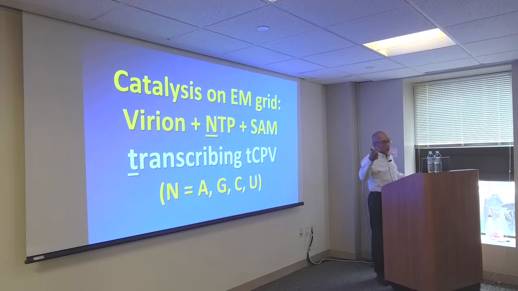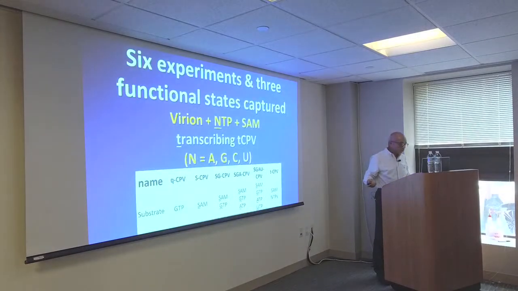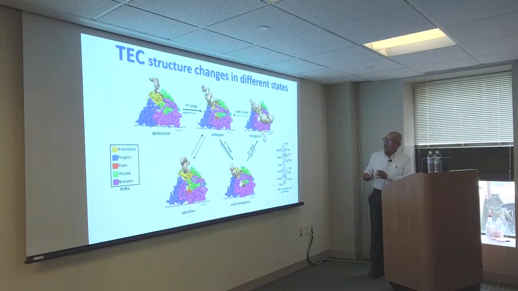We can take just 3, maybe 2, of the nucleotides, and based on the sequence of the RNA, you can capture intermediate states, because the polymerase cannot proceed beyond that point. If you add all of them, you see a transcribing particle, a reaction in progress. We did all these experiments, many structures were captured, and we were able to sort them out.